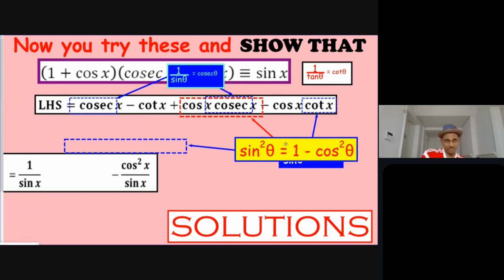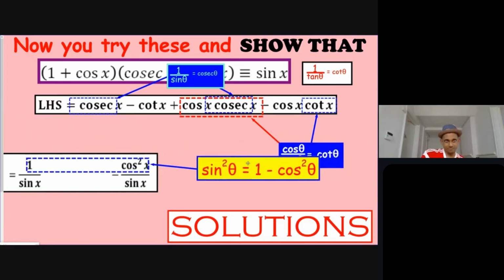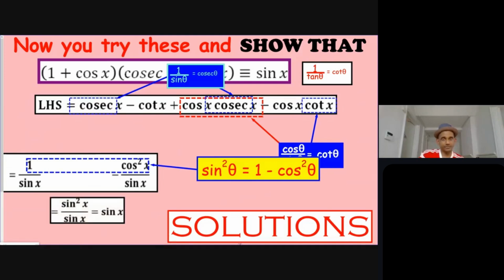And then we notice we have that. We have 1 minus cos squared all over a common denominator of sine. So 1 over sine minus cos squared over sine is the same as sine squared over sine. Job done. Then that will cancel down.